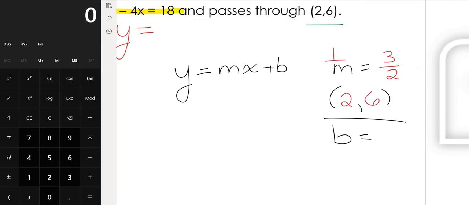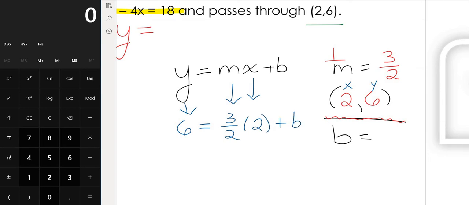Now we solve for b. They don't give us b. We have to solve for it. That's why we see this line here. Solve for b. All right, we're going to plug everything in. So our y value is right here. It's the 6 equals our slope, the 3 over 2. Our x value is the 2 plus b. All right, let's go.